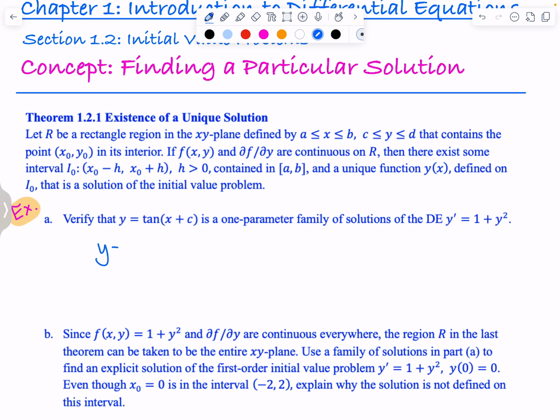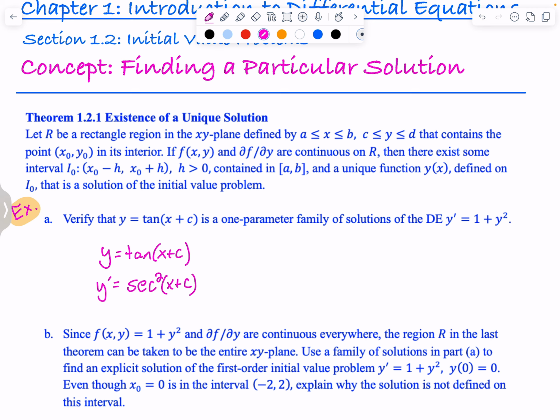It was in another video, but let's just go ahead and put that here. So y equals tangent of x plus c, right? And then remember we had to work our way up. y prime was secant squared, and then the chain rule would just produce a 1.